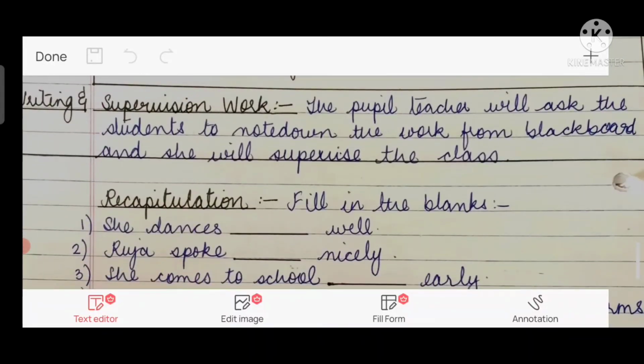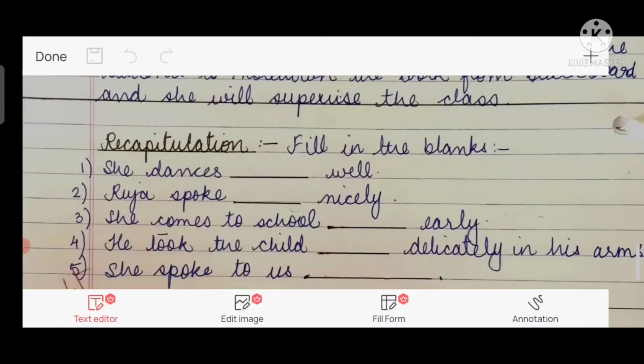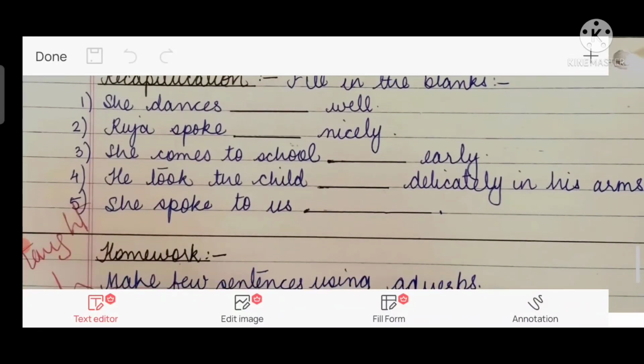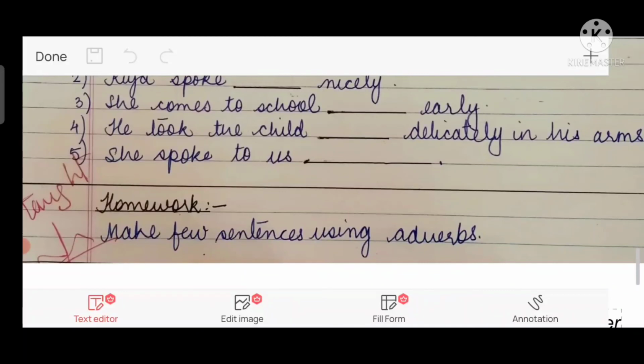Then the next step is recapitulation. In this step, we will test the knowledge of student in the classroom by the question answer, which will be asked in MCQs, true, false, fill in the blanks, match the column, etc. So you will choose here. Then the last step is homework. Here you will give the homework.